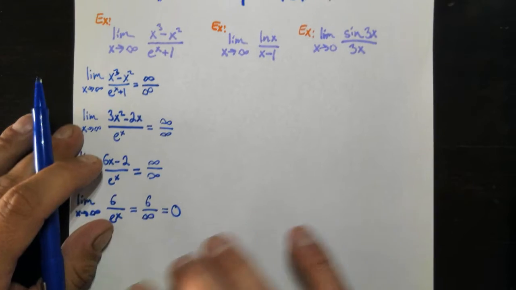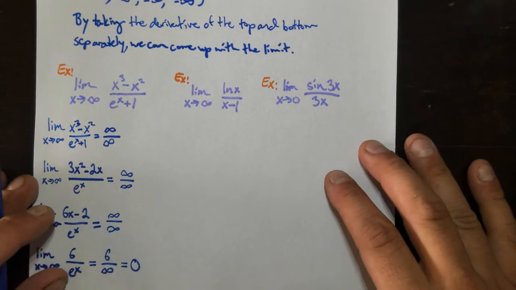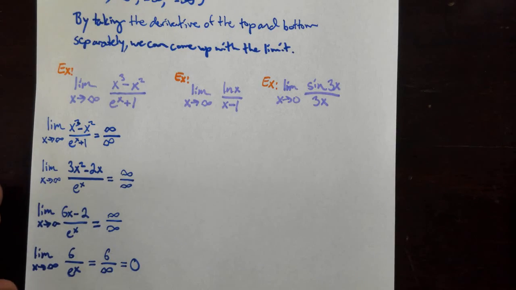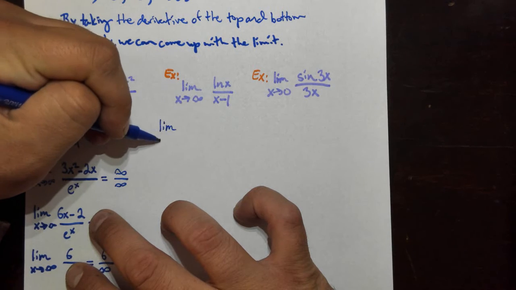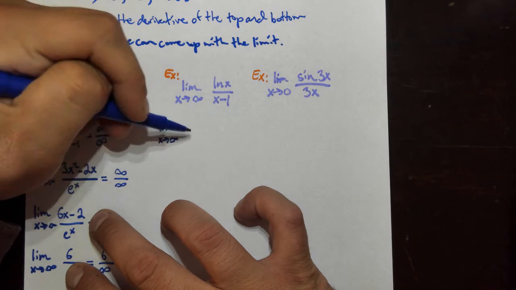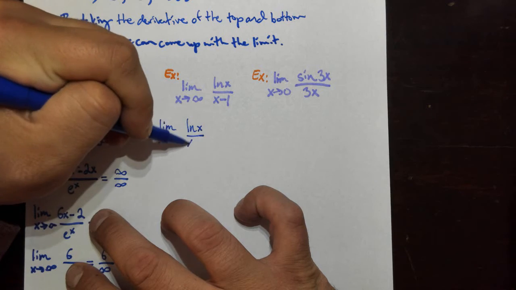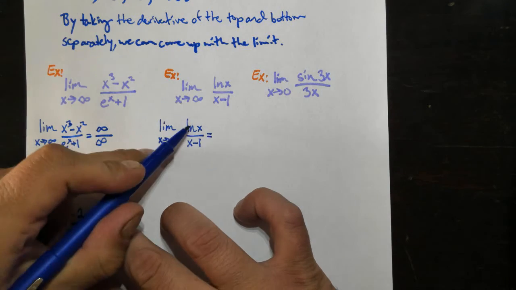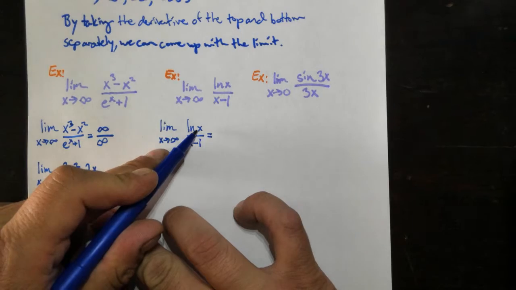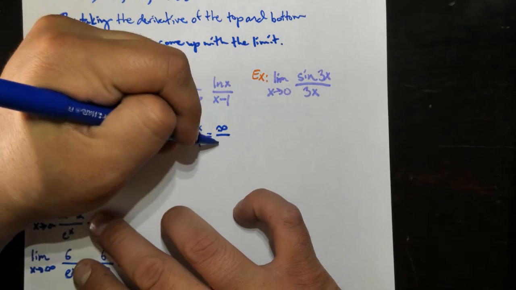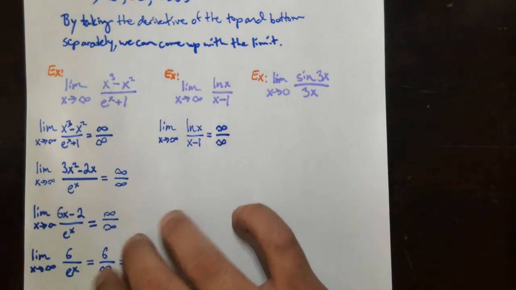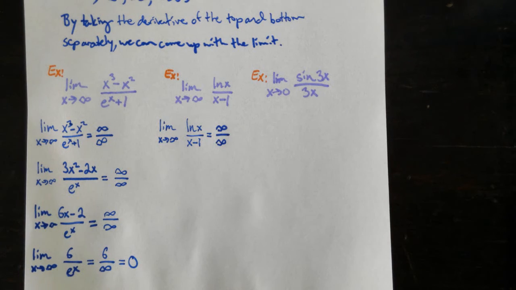All right, let's take a look at this next one. Now we have the limit as x approaches infinity of ln of x over x minus 1. Let's first try to evaluate this. If we plug in infinity, ln of x is going to trend towards infinity. And x minus 1 is infinity minus 1, which is just infinity. So this is infinity over infinity.